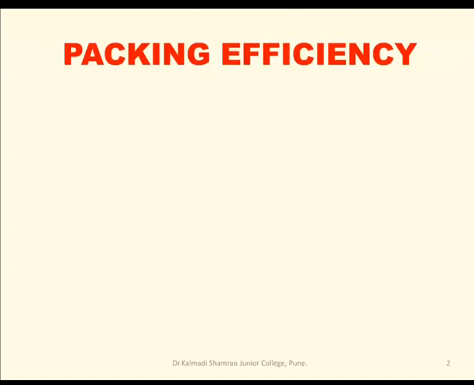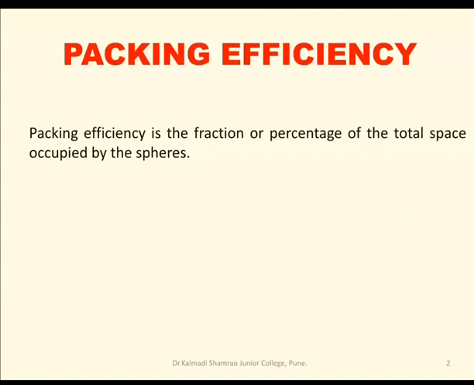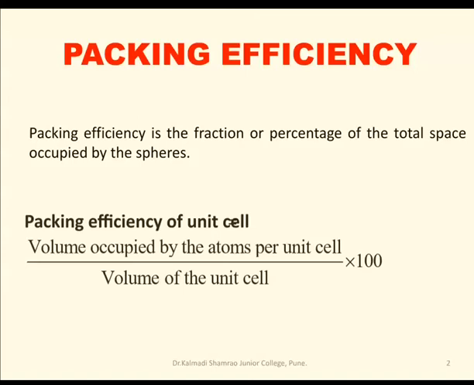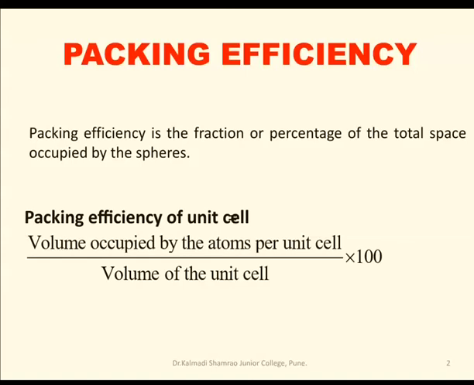Like coordination number, the magnitude of packing efficiency gives a measure of how tightly particles are packed together. Packing efficiency is the fraction or a percentage of the total space occupied by the spheres or particles. The formula of packing efficiency is equal to volume occupied by the atoms per unit cell divided by total volume of the unit cell multiplied by 100.